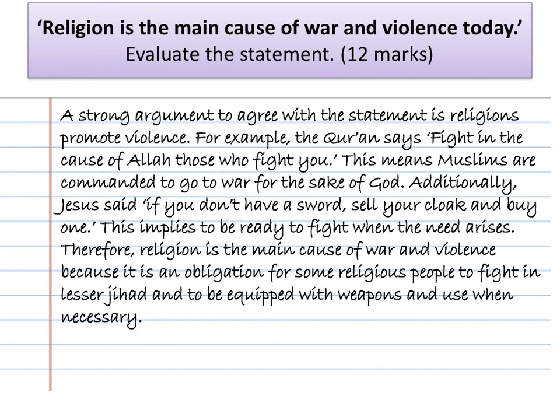Additionally, Jesus said, "If you don't have a sword, sell your cloak and buy one." This implies that you need to be ready to fight when the need arises. Therefore, religion is the main cause of violence and war because it's an obligation for some religious people to fight in lesser jihad and be equipped with weapons to use them when necessary.